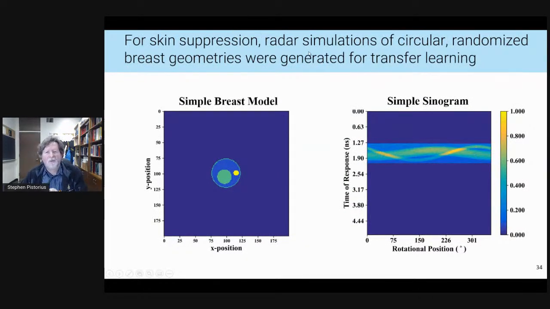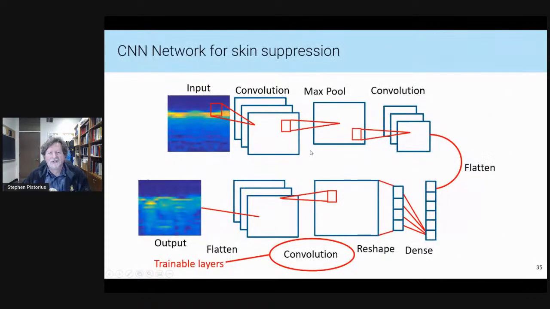To do the skin suppression, one of the things we have tried is to generate a large number of simulated geometries for simple breast models, to create simple sinograms, which were created to allow us to develop a number of cases for transfer learning. And these were used then within a standard CNN network to try to obtain skin suppression, as is shown here, where the input was fed into a variety of convolutional max pooling layers, dense layers, reshaping, and finally flattening layers before giving an output.